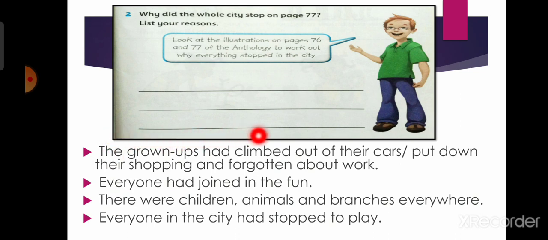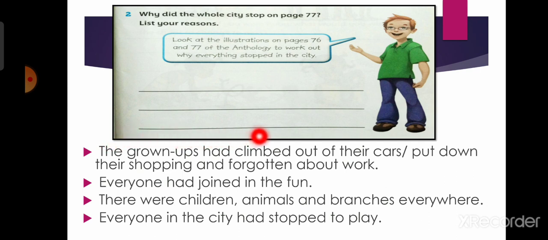The grown-ups had climbed out of their cars. Or you can write, the grown-ups put down their shoppings and forgotten about work. Everyone had joined in the fun. There were children, animals, and branches everywhere. Everyone in the city had stopped to play. You will make a list writing a different reason on a new line. You may write here two or three reasons. Okay?